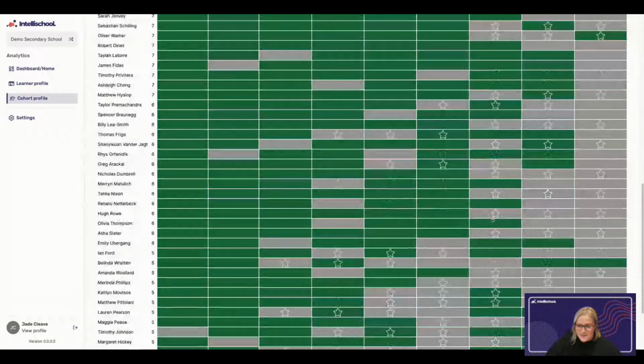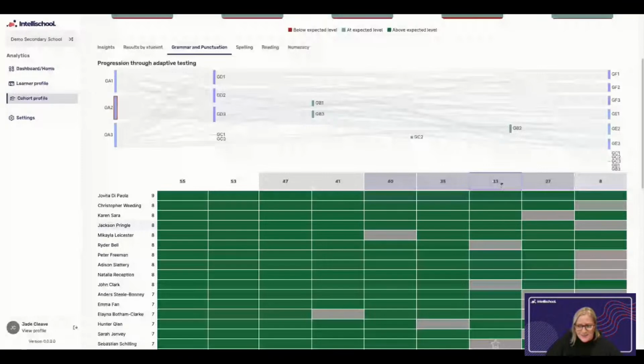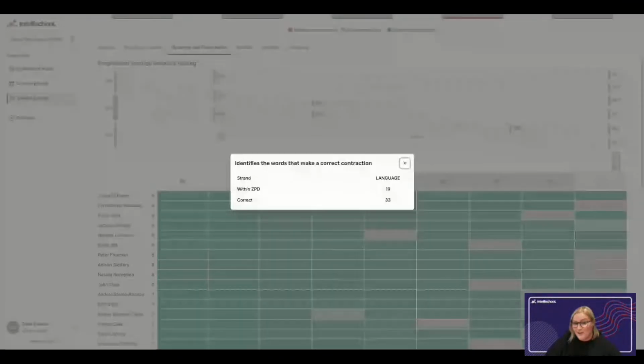You'll also notice that these different colors along the top are either lighter or darker. Where they're darker, that means that for this particular skill, more students had this skill in their zone of proximal development. So I would say as a class or as a group of students, that would be a really excellent place to focus on.